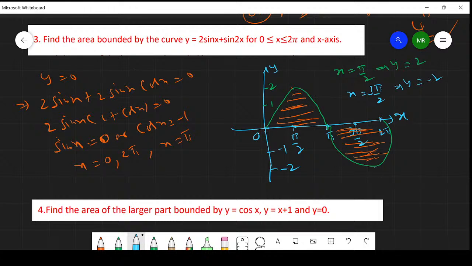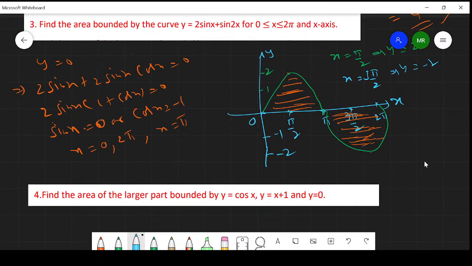That means the area between 0 to pi is equal to the area between pi to 2 pi. Both are same. You can find like the previous problem, because here the maximum height is 2, and down also the minimum is -2. According to that we can solve this problem easily.